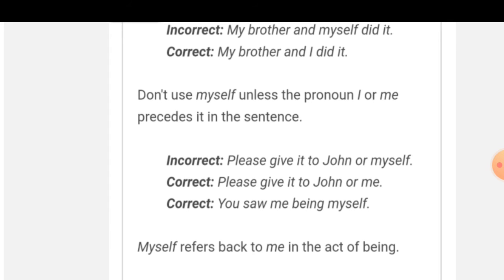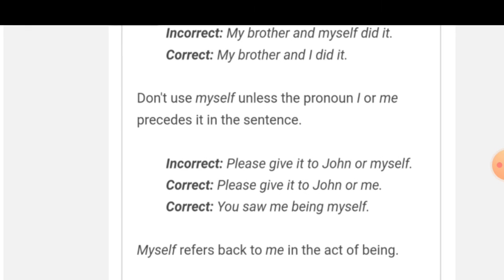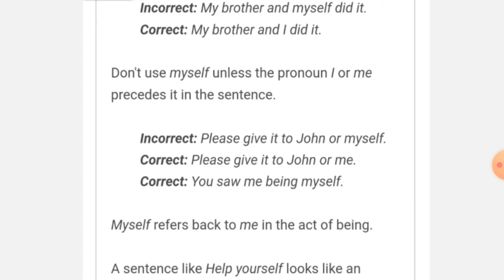Don't use myself unless the pronoun I or me precedes it in the sentence. Incorrect: Please give it to John or myself. Correct: Please give it to John or me. Again, in this sentence we don't need a reflexive pronoun but an objective pronoun. Correct: You saw me being myself. Here, once again, I would like to explain the construction of this sentence. It means that I myself had appeared on the scene and there was no other person. Myself refers to me in the act of being.